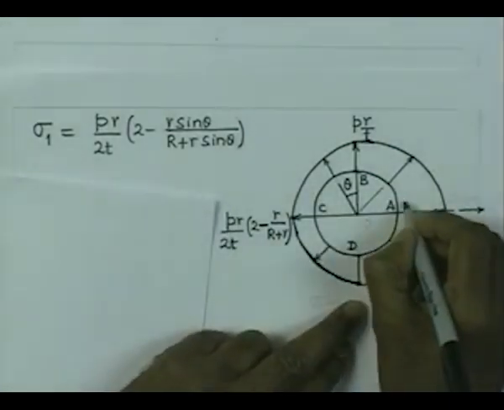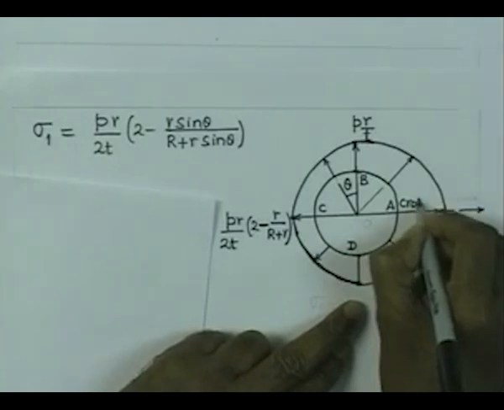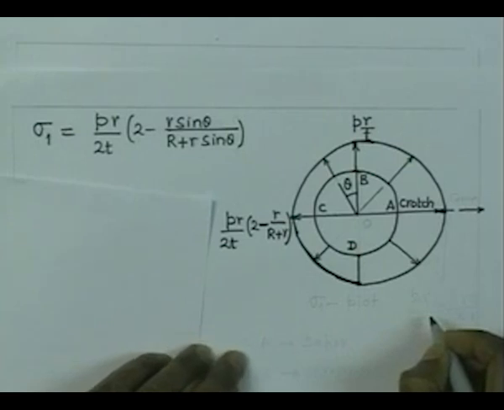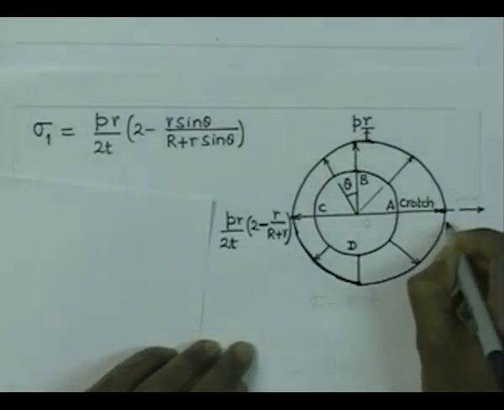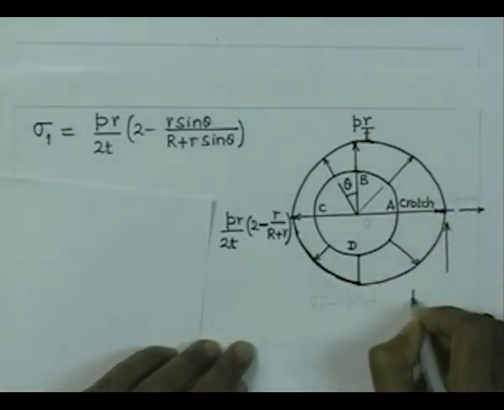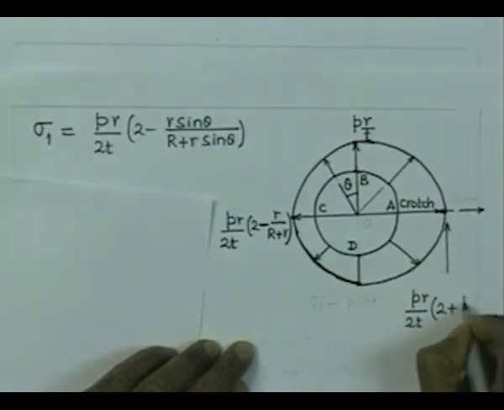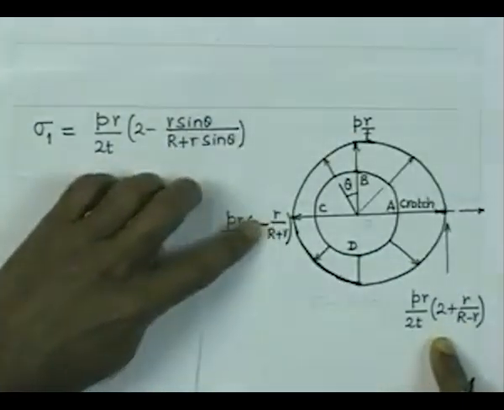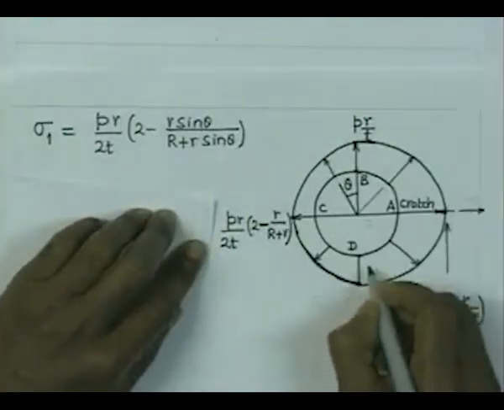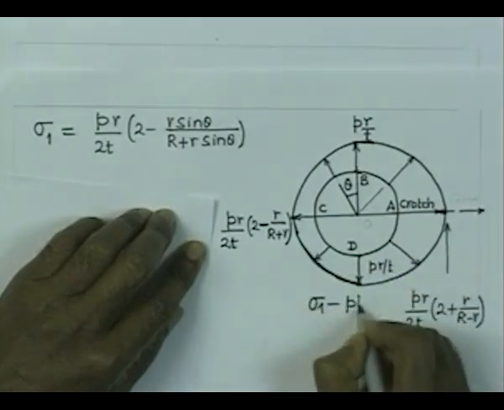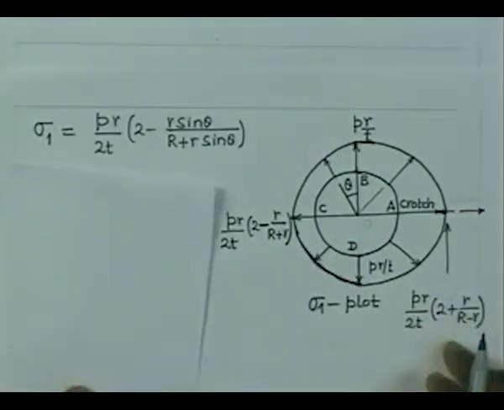This point is known as the crotch. Point A is known as the crotch point, and the value of the stress at this point is PR by 2T times (2 plus R by R minus R). So, therefore, here it is highest, here it is smallest, and here they are the same, and it is nothing but PR by T. So, this is your variation of sigma 1 on the circumference of the cross section.